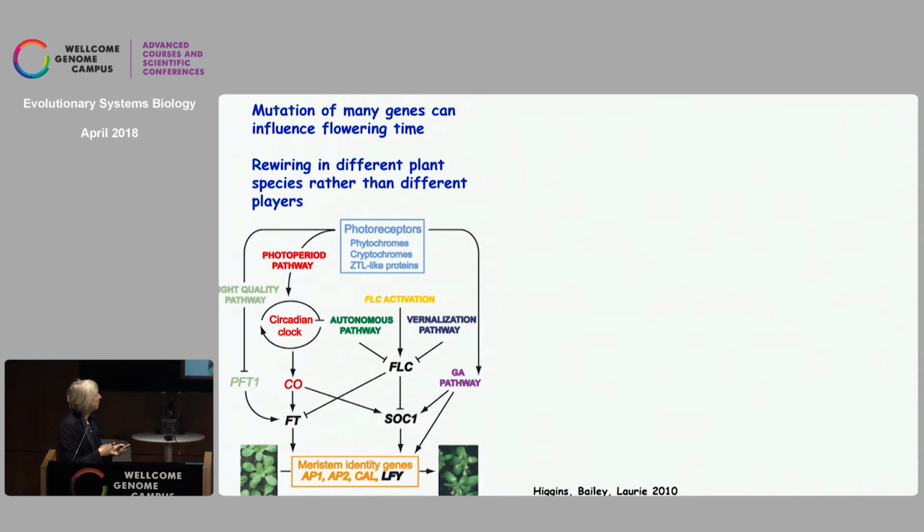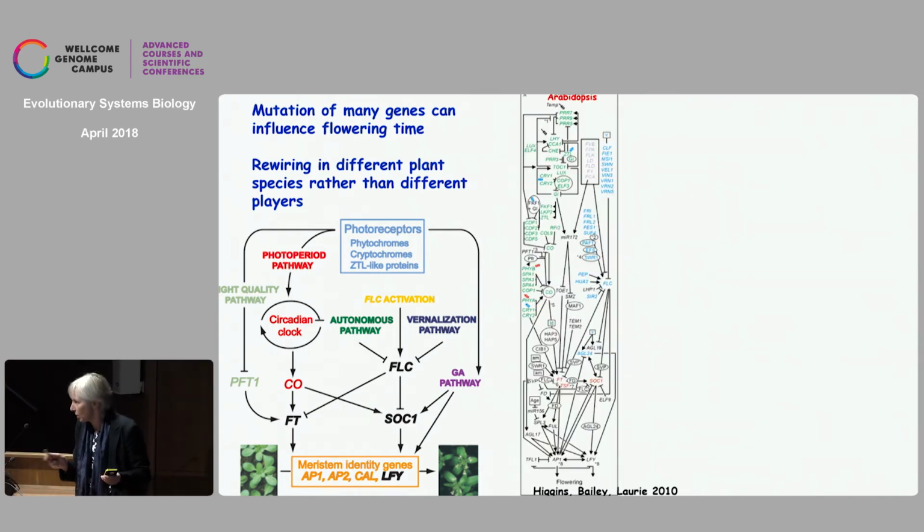Now, this is a simple version, quite an old one. This is actually what it looks like. And I just want to make the point, there are lots of genes that when you mutate will affect the flowering time, okay? You don't have to read any of it.